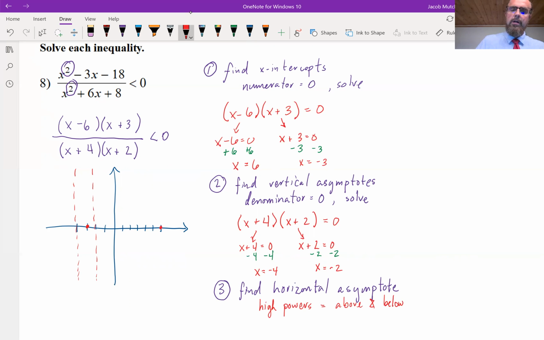So remember, our interpretation of that is that my horizontal asymptote has moved off the x-axis, and I find its location by taking the coefficients on the high powers. So that's the equation y equals 1 over 1, or 1. So essentially, the horizontal asymptote is just lifted up off the x-axis, and it passes through the y-axis at +1.